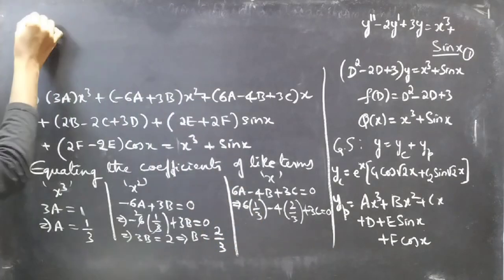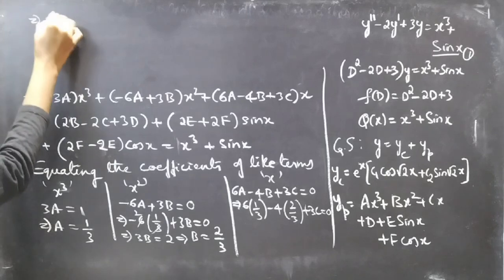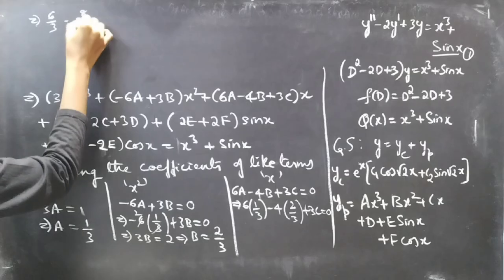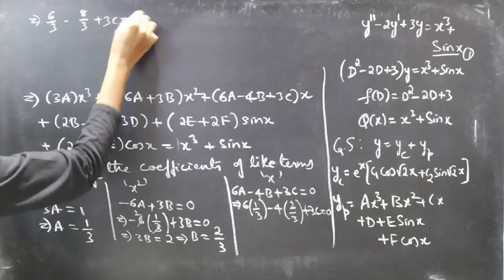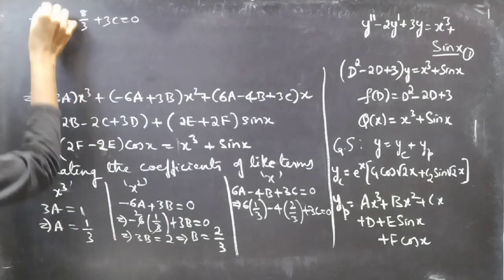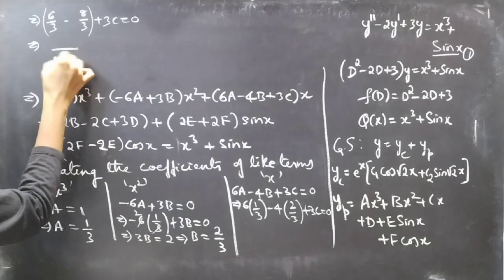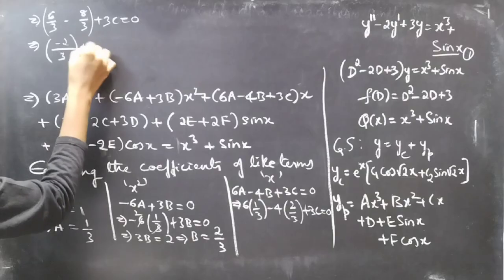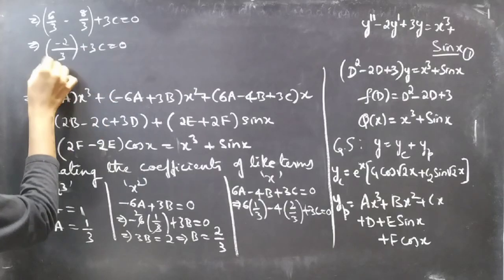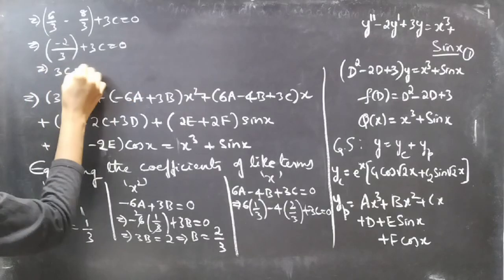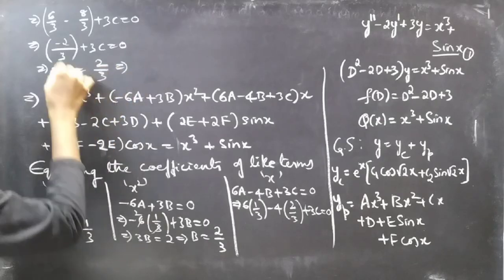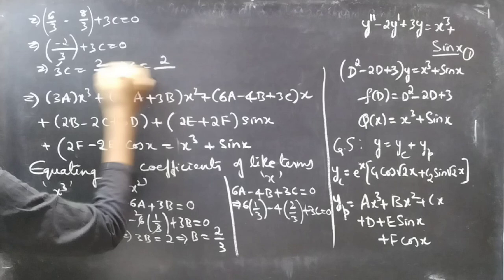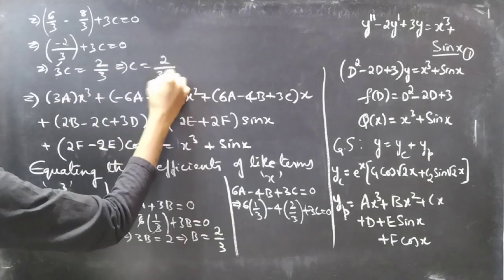You can write this as 6 by 3 minus 4 2 is 8 by 3 plus 3c equal to 0. 6 minus 8 is minus 2. Now I'll take this term to RHS, we'll get 3c equal to 2 by 3. Now take this 3 to RHS, we'll get c equal to 2 by 3 into 3, that is 9. Let's write it.